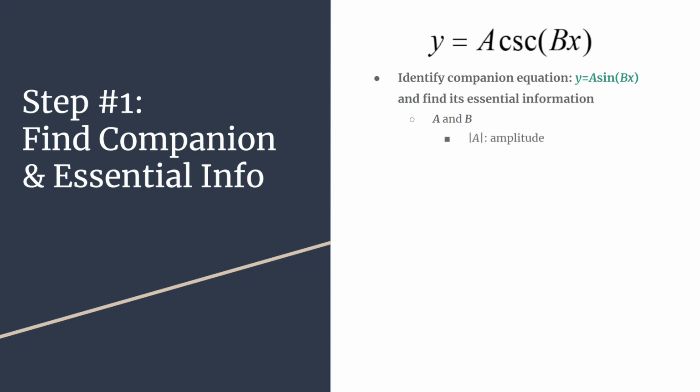As a reminder, we will find a and b. The absolute value of a will tell us the amplitude of the sine graph. That's just the distance from midline to max or midline to min. B will tell us how many cycles happen between 0 and 2 pi. And we'll also use it to calculate our period. Remember, that's just the horizontal length of a cycle. So we'll do that 2 pi divided by b.